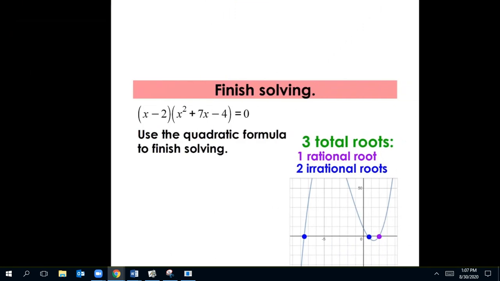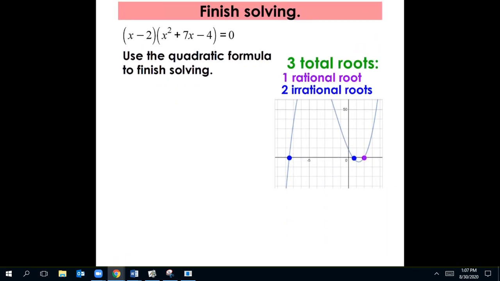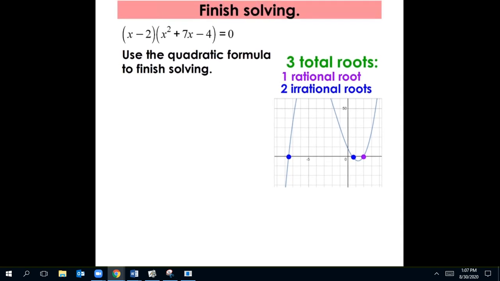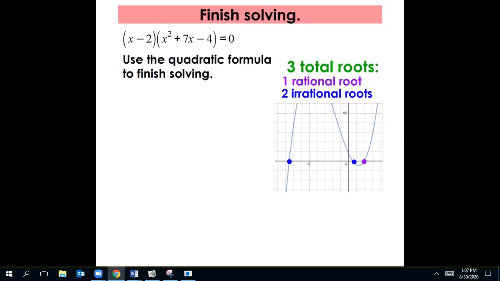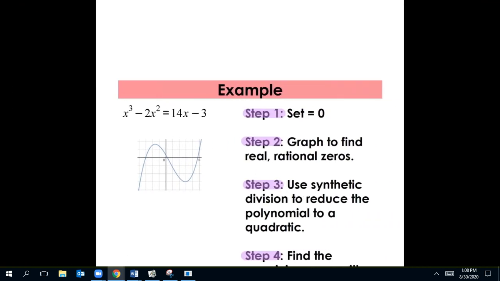So same thing, we would finish solving. We've already done this, so I'm not going to do it again. We now know that x equals 2 and that x equals, I think it was -7 plus or minus square root 65 all over 2. Okay, so our 3 total roots, 1 rational, 2 irrational.